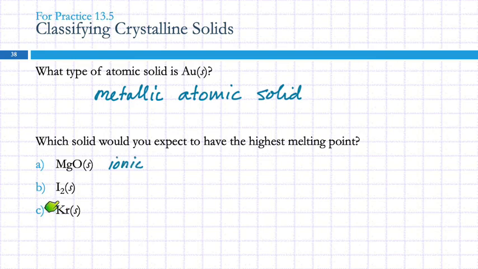What kind of a solid is I2? Well, this is not atomic. That's a molecule. So this is a molecular solid. And this would be the non-bonding atomic solid.